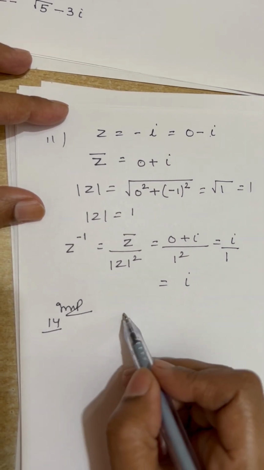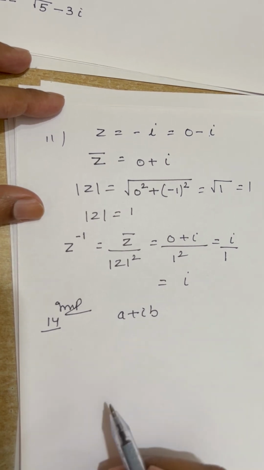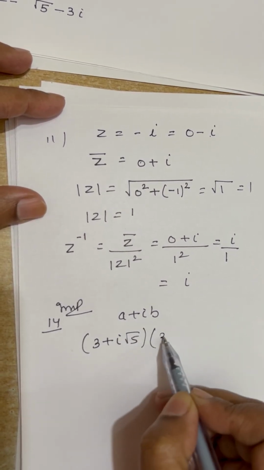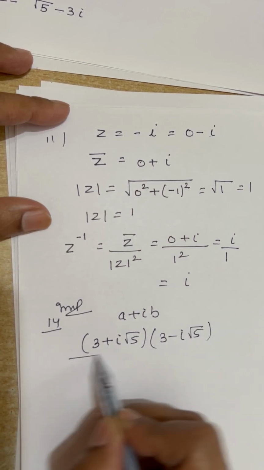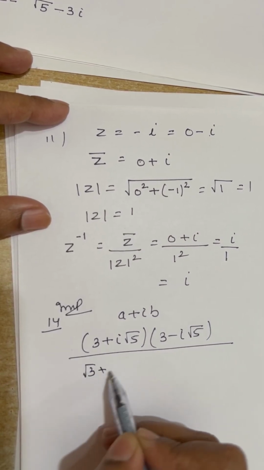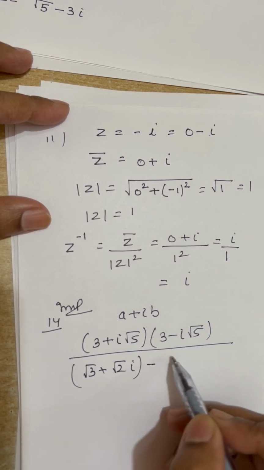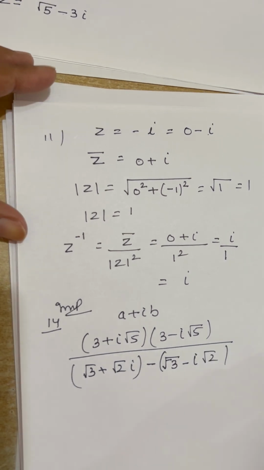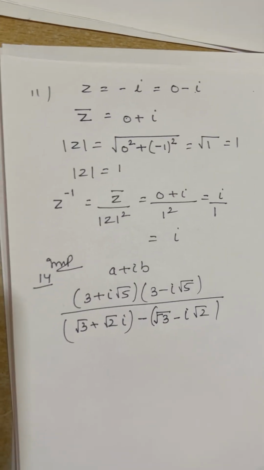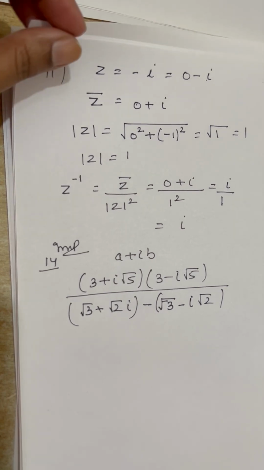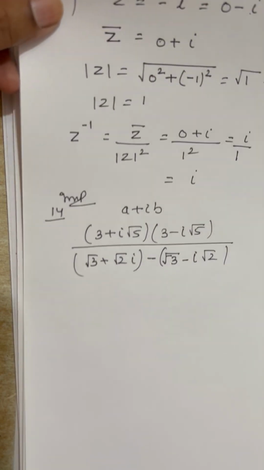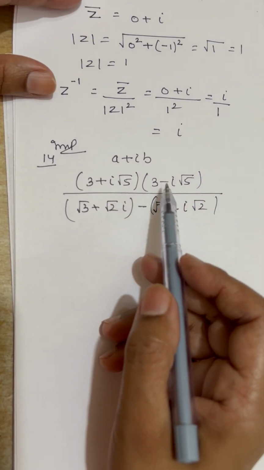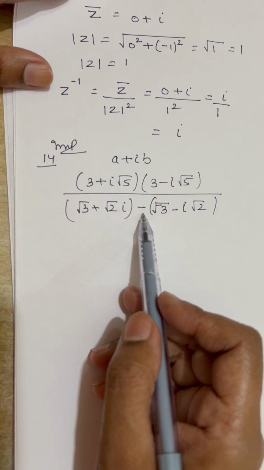We have to express it in the form a plus iota b. So question is 3 plus iota root 5 into 3 minus iota root 5 upon root 3 plus root 2 iota minus root 3 minus iota root 2. So we have to evaluate it and express it in the standard form. So कुछ भी नहीं करना है इसमें, हमने सिर्फ ब्रैकेट्स ओपन करनी है. ऊपर ब्रैकेट्स मल्टीप्लाई हो रहे हैं, सो इनको मल्टीप्लाई कर देना है. नीचे सब्ट्रैक्ट हो रही है ब्रैकेट्स, को सब्ट्रैक्ट कर देना है.